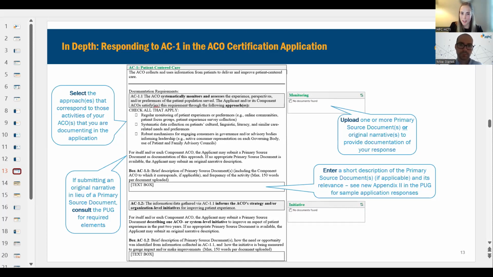Specifically, within the PUG document that we shared, in Appendix 2, we've also drafted example responses for these text box descriptions, not just for assessment criterion 1, but for all of the assessment criteria in the application. Our hope is that those examples help give applicants a better idea of what we're looking for in terms of structuring those responses. And we'll make a plug here to use that as a resource as you're working through your application.